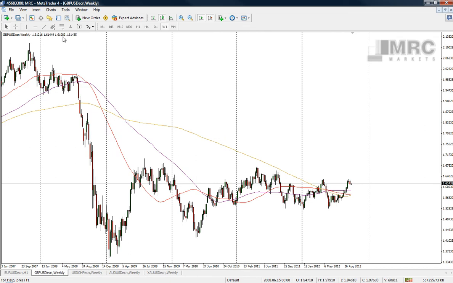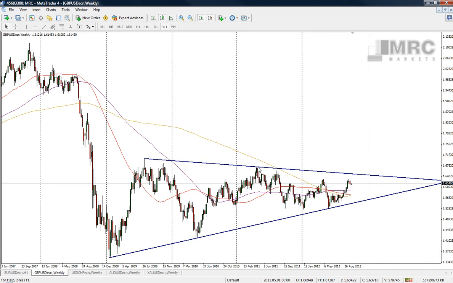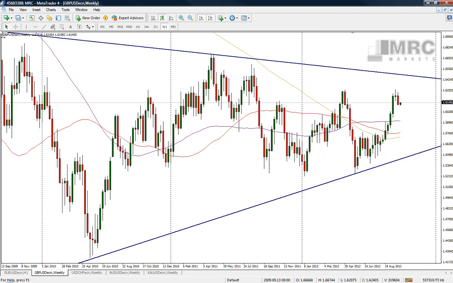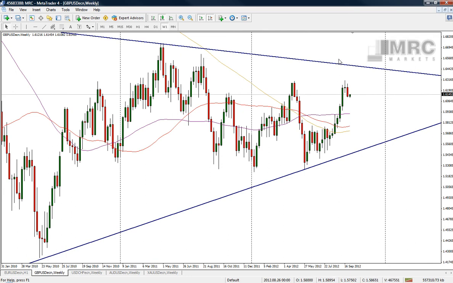Let's have a look at the cable on the weekly. You have to keep this in mind every week. The trendline support there, and you also have the trendline resistance. It has formed a nice sort of triangular formation on this weekly chart. We've broken above the main moving averages now, so the odds are that it's looking like it's going to want to come up and test this upside trend line on this weekly chart.